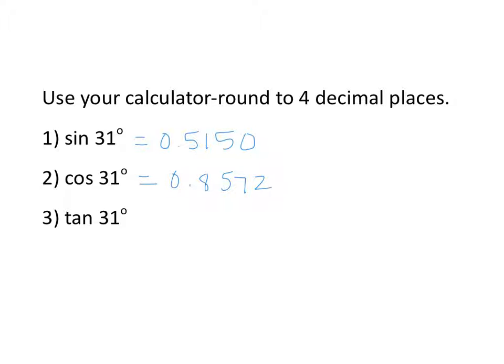Now tangent: you'll type in tan, and you'll see a parenthesis. 31, close the parenthesis, click enter. Rounded to 4 decimal places is 0.6009. So again, just testing to make sure your calculator is in the right mode. If it's not, I can help you fix that when I see you. It should be in degree mode. And then just making sure that you know where to locate the buttons on your calculator.